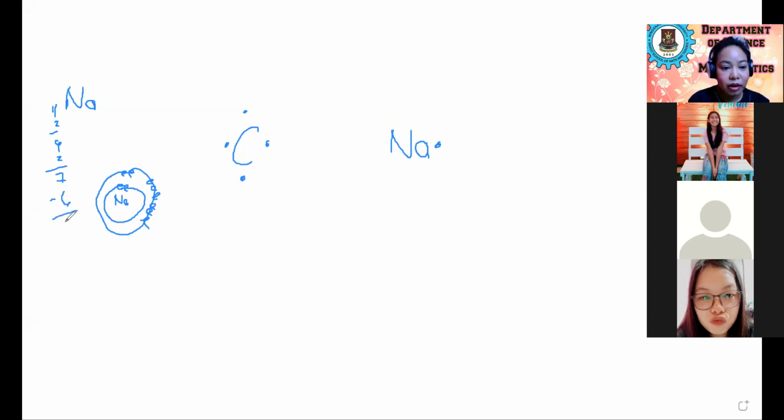I-shortcut na lang nako ha. Wala na ako nag-electronic configuration para mas madali ta kayang oras. And then naay isa na bilin. So naa sa imong pinaka-outermost shell or orbit, nga gitawag na valence shell, naay isa ka electron. Kay isa ka valence electron man siya, naay isa ka dot.